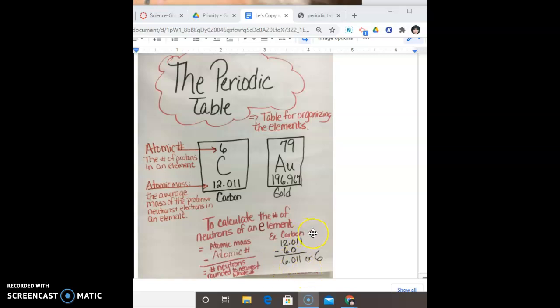So in our example for carbon, our atomic mass is 12.011, and we subtract our atomic number from that, which is 6.0, which will give us 6.011, or rounded to the nearest whole number, 6. Okay? So that is the calculation of neutrons. And where are neutrons and protons found? In the nucleus. Electrons are found on the outer shells, and those are the ones that are important for bonding.